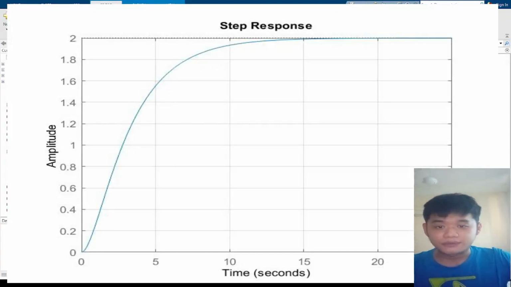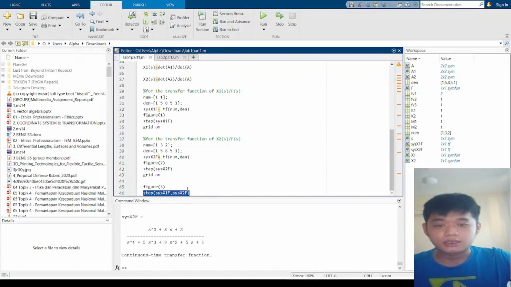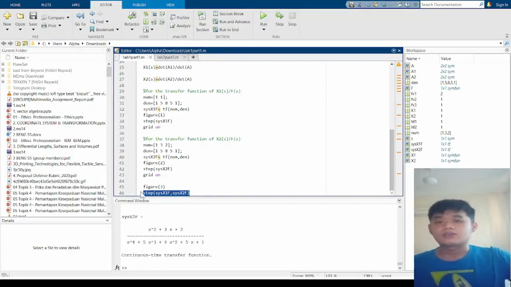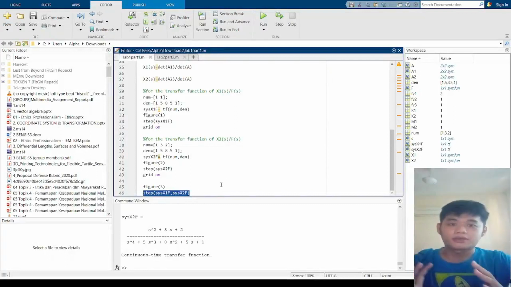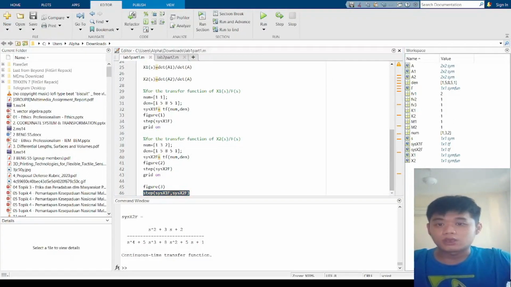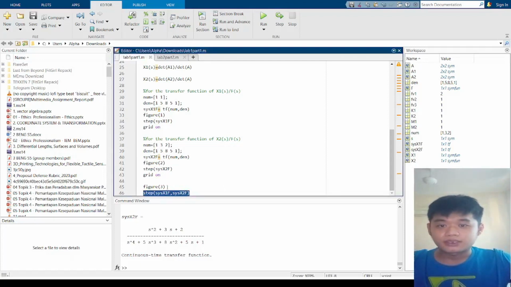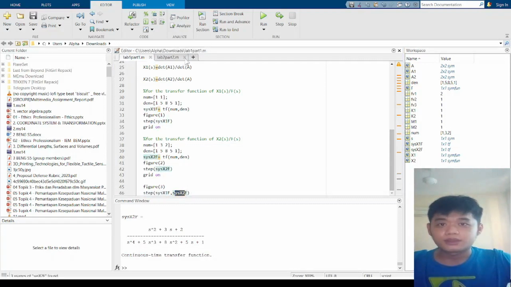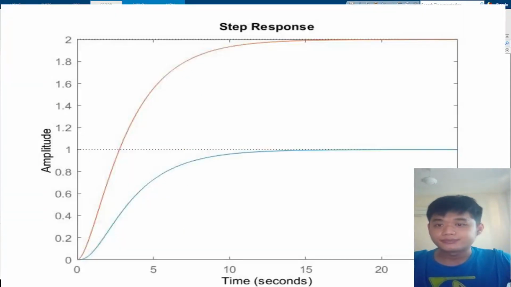And then after that, in the end, since the question requires us to find the combination of these two unit step response graphs, all you have to do is, like I said before, put the step and put these variables together, and then we're going to get this. So this is how it's going to look like.